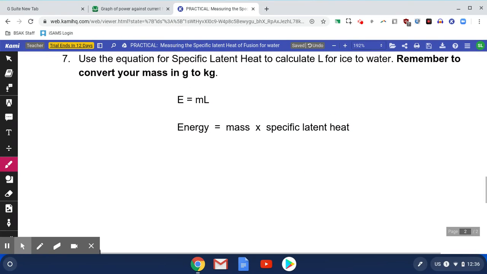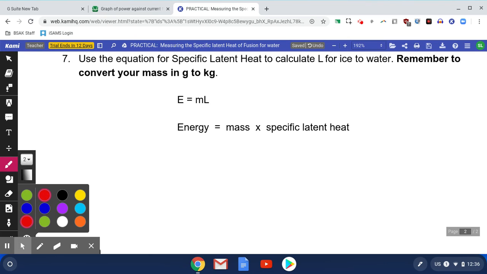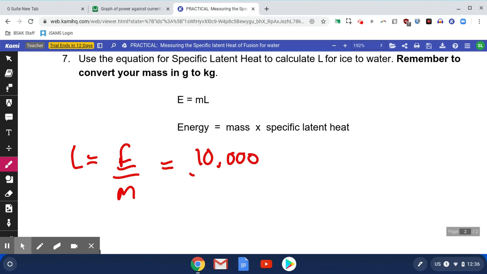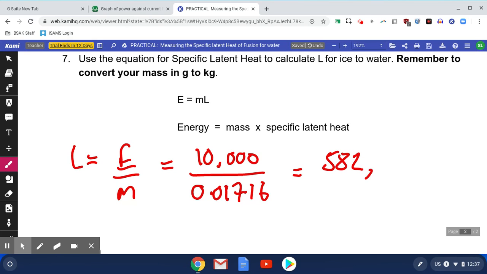0.0176. So, rearranging this equation, it becomes L equals energy over mass. Energy was 10,123, all over 0.01716. That gives us a value of 582,500.